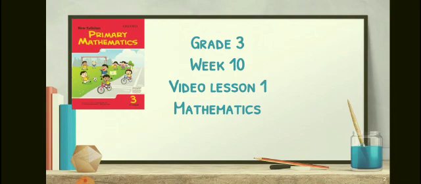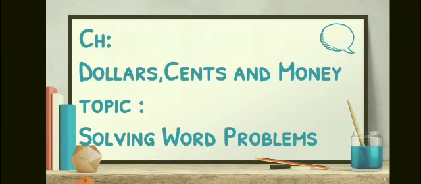Grade 3, this is Zoom week 10 and today we are going to have lesson number 1 from this week. Topic today, we will discuss solving word problems from the chapter dollars, cents and money. Students, before starting the chapter, let me clarify that a $1 bill equals 100 cents and 1 rupee equals 100 pesos.